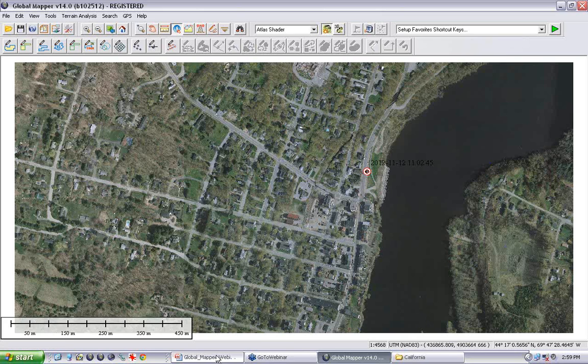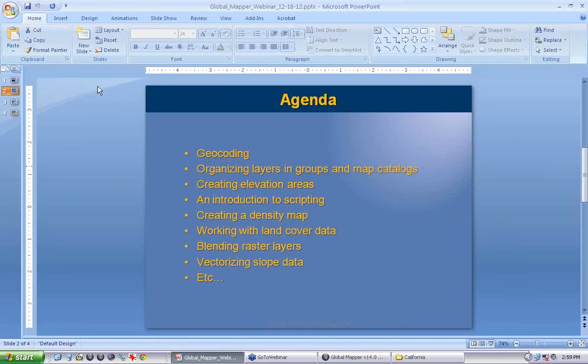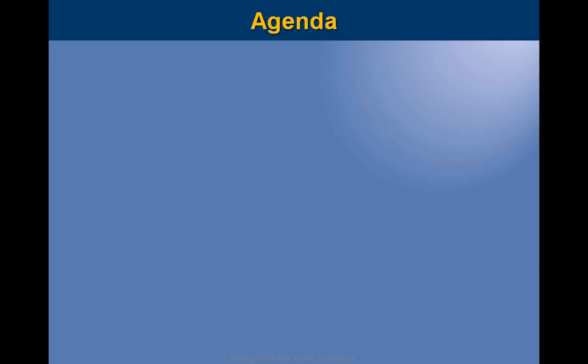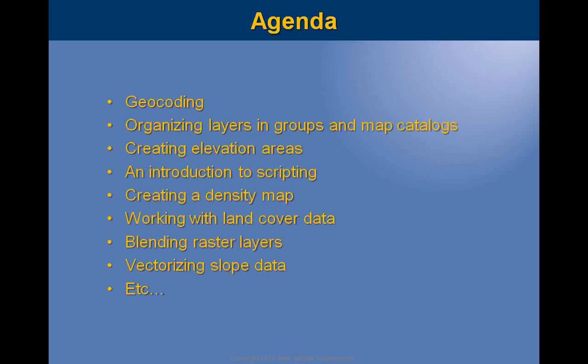Once again, I am going to go back to my checklist and make sure we covered everything. As you can see, we covered geocoding, talked about catalogs and grouping, elevation areas. We used our contouring tool. A very brief introduction to scripting, certainly something that you can explore now that you know the foundation of scripting. It's a very, very powerful tool that allows you to interact with Global Mapper without actually looking at the interface very often. Density mapping, we looked at land cover. We did talk a little briefly about blending, and vectorizing slope data, where we created our areas based on defined slopes, and then the etc.